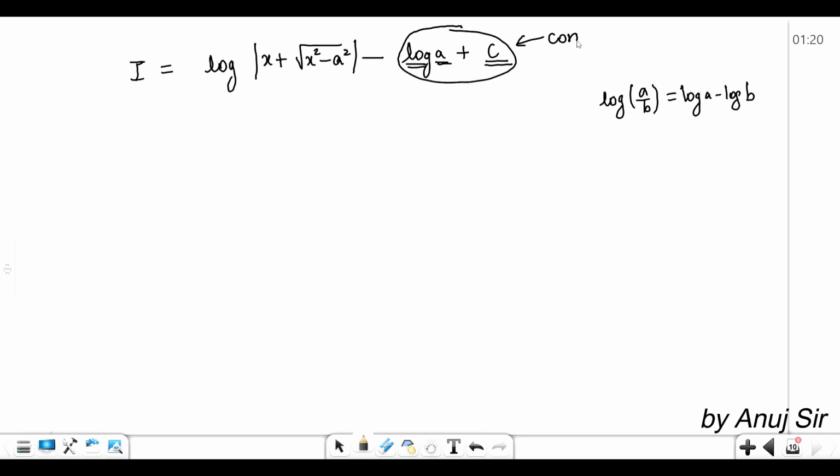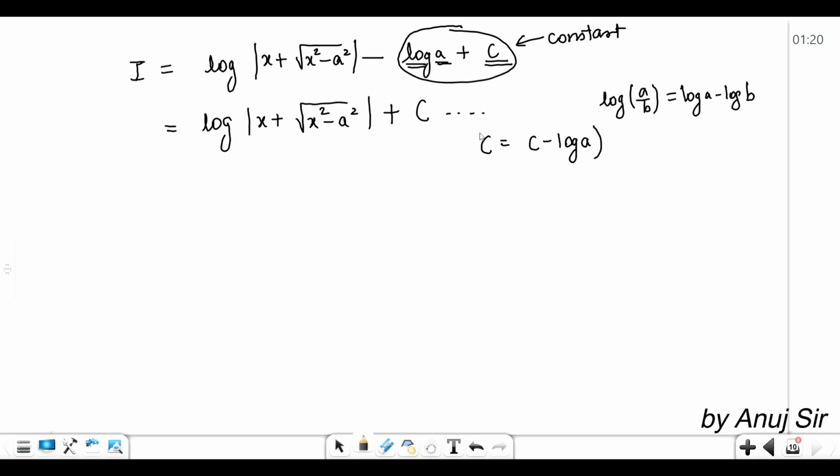So you can replace it with another constant here. That gives you log of mod of x plus square root of x square minus a square, plus a capital C, where we define capital C is equal to c minus log of a. So this is how we have proven this. Let's move on to the next one.